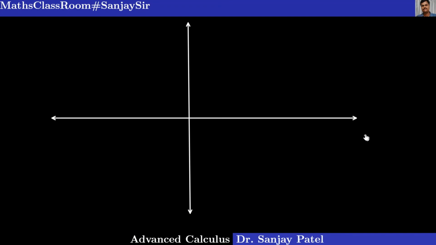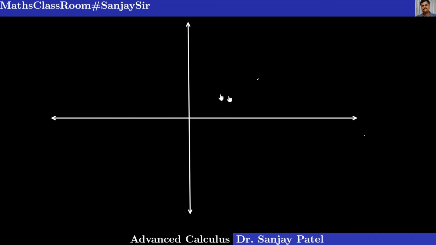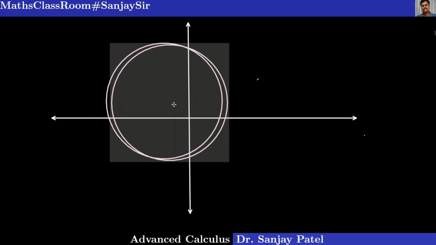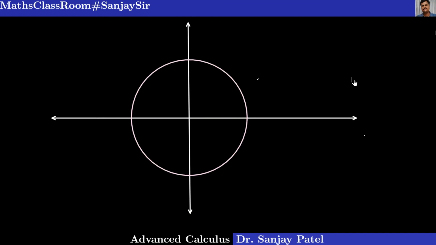Okay. Now I will take one circle with center (0, 0) and radius, say, a. So let me draw some large circle, and let me keep this center at origin. Yes. So this is the given circle.